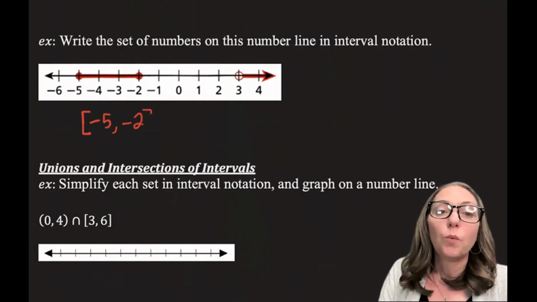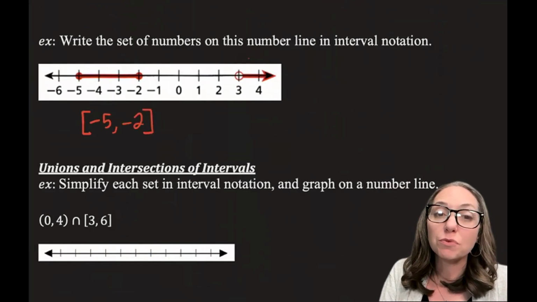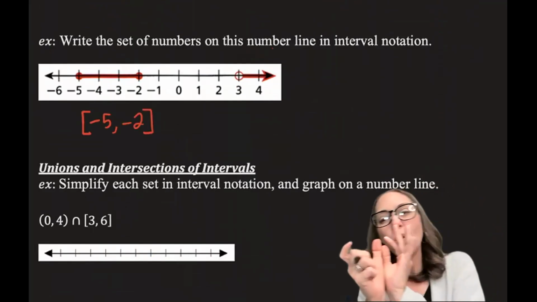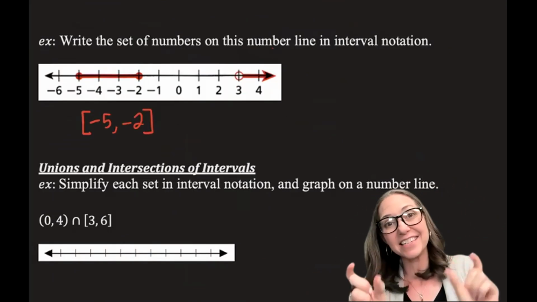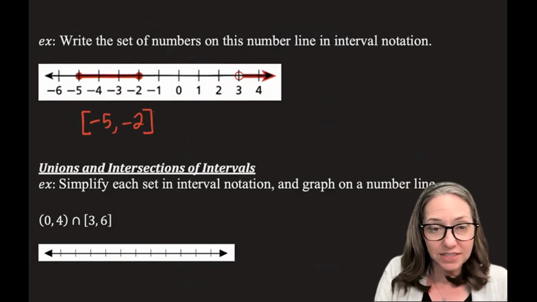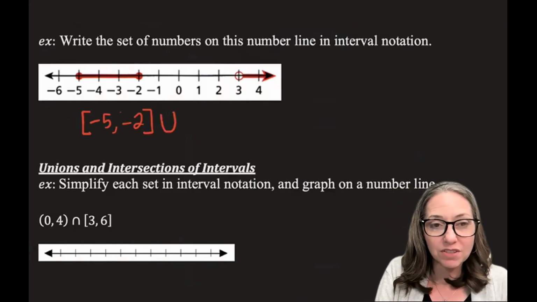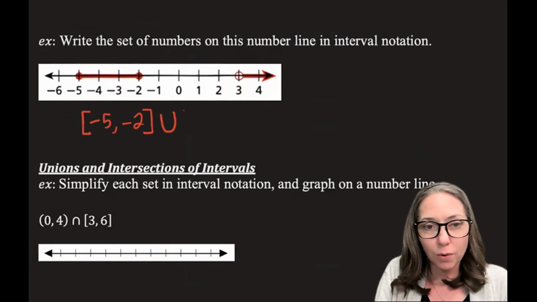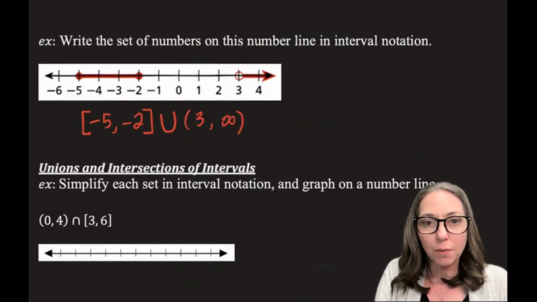Now, we also want to include the numbers from 3 to 4. So it's like all of these numbers over here or those numbers over there. It's not an and, it's technically an or statement, which is a union, the set of numbers in this set or in this set. So or bigger than 3. So we would put 3 to infinity there. So that's how we would write that one in interval notation.